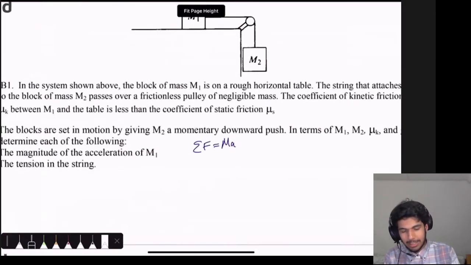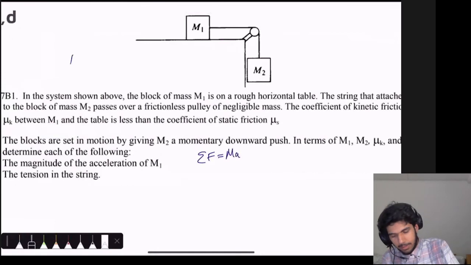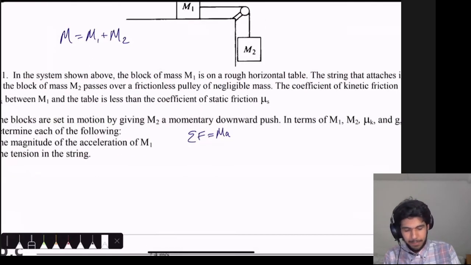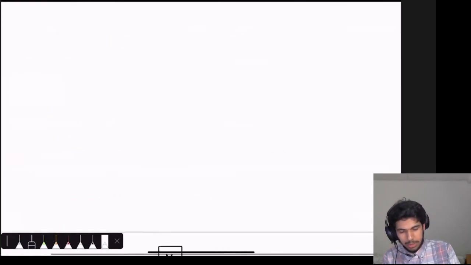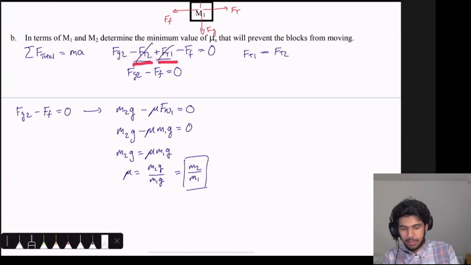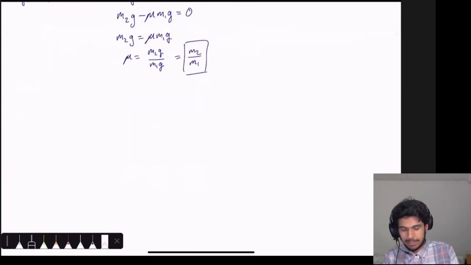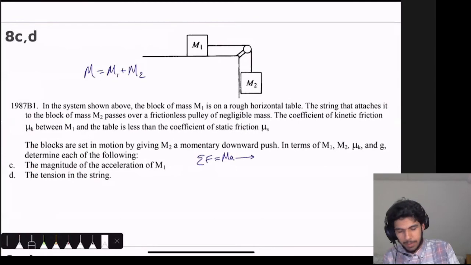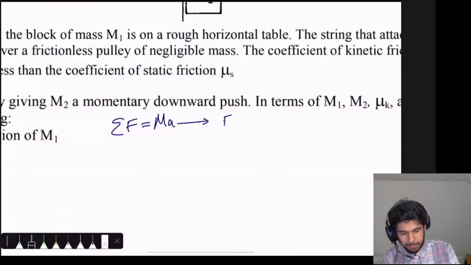So this capital M here is equal to the sum of the individual masses because we're considering it as a system. So now we're just going to reuse the equation from before, Fg2 minus Ft2 plus Ft1 minus Ff, but then these canceled, so really these are the forces that we're looking at, Fg2 minus Ff. That equals big M A.